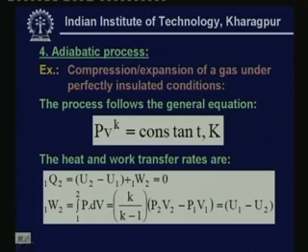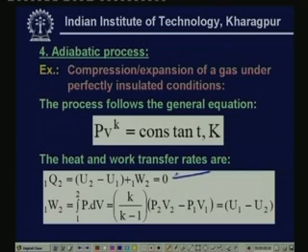And for such a process the heat and work transfer rates can be obtained again using the first law of thermodynamics for a non-flow situation. This is the general first law of thermodynamics equation. So 1Q2 is obviously 0, because it is an adiabatic process, so no heat is transferred to the system or from the system. This is the first law of thermodynamics for an adiabatic process. And since this term is equal to 0, the work transfer must be equal to the change in the internal energy, that is what is shown here.